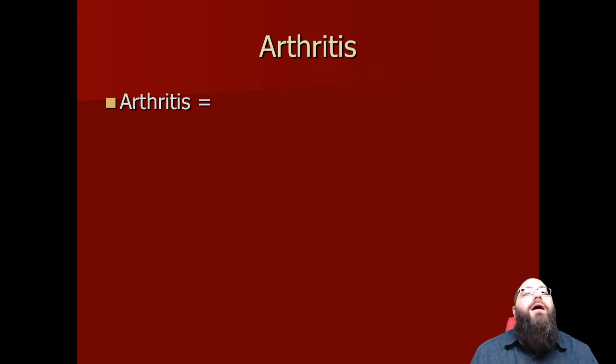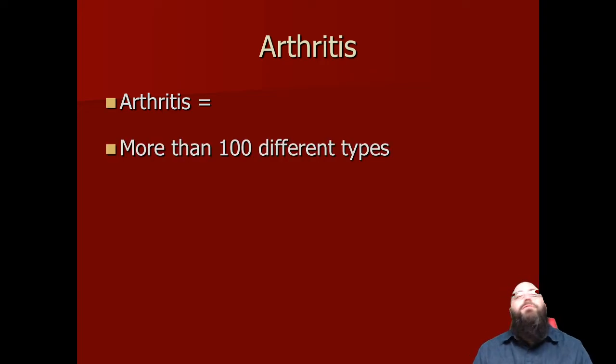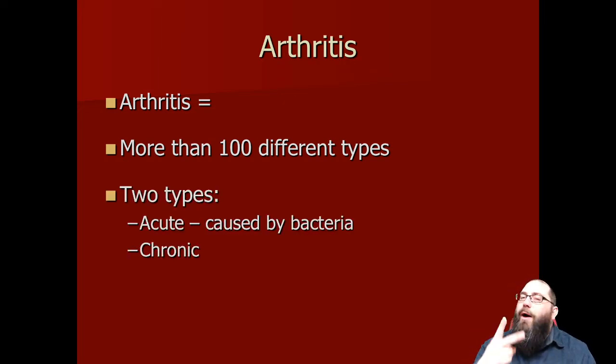Arthritis. There are hundreds of different types of arthritis. You don't need to know all of them. You're going to want to know two types of arthritis. This is a classification. You can have acute or chronic, okay? Acute is typically caused by a bacteria or an autoimmune disease. You're having an acute flare-up of arthritis. Chronic is the long-term wear and tear. You've had it for a long time. It slowly gets worse. You address these two things differently.